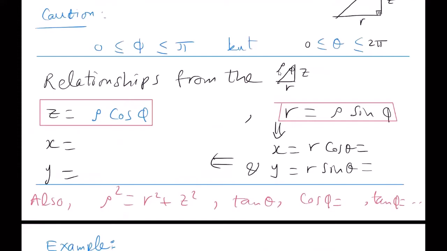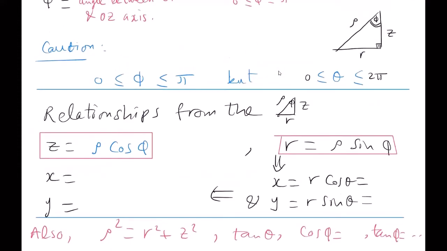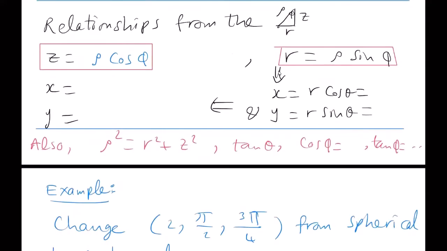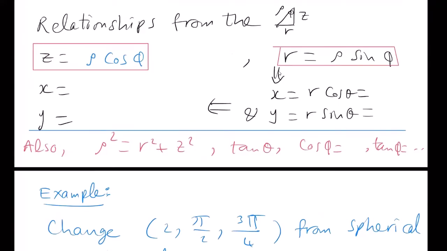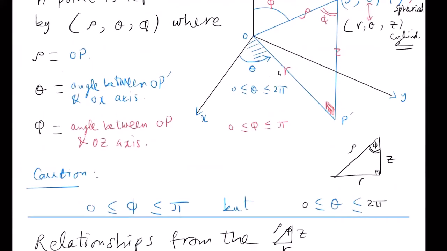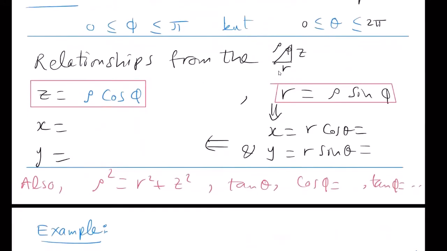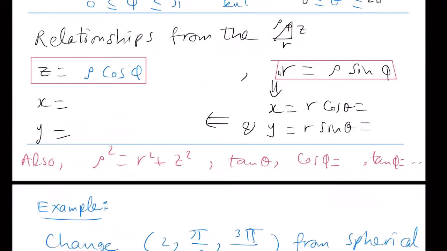So Z equals rho cosine phi, as you see. R equals rho sine phi. From R equals rho sine phi, we can continue our calculations to find x and y. We know that x equals r cosine theta. Where is theta again? Theta is here in the xy plane, between the OX axis and the vector OP prime. OP prime is the projection of OP on the XY plane. So x equals r cosine theta, so it is rho sine phi cosine theta.